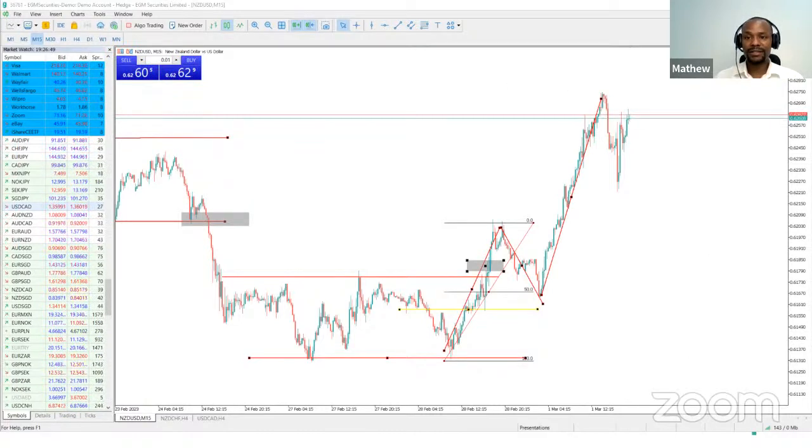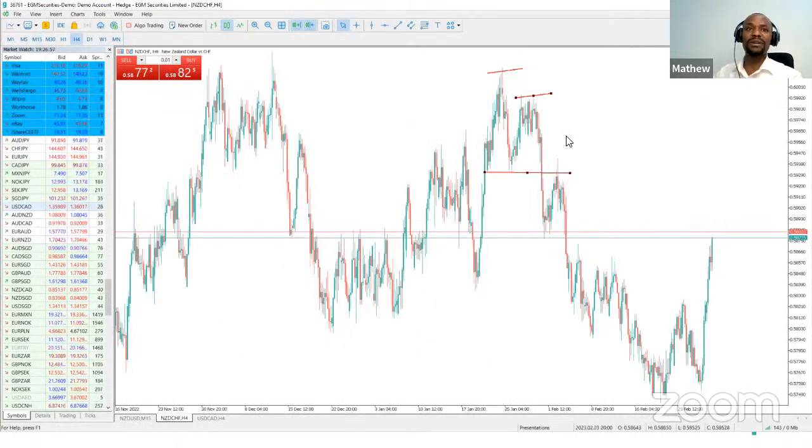All right. So let's check for New Zealand USD and see if it's a good setup as well. So here we are. Remember, it's always good to analyze this market from a higher time frame. So let's look at 4 hours.